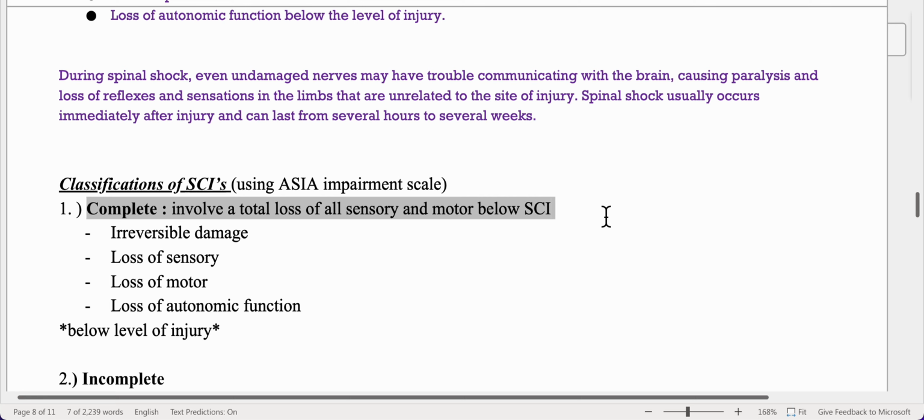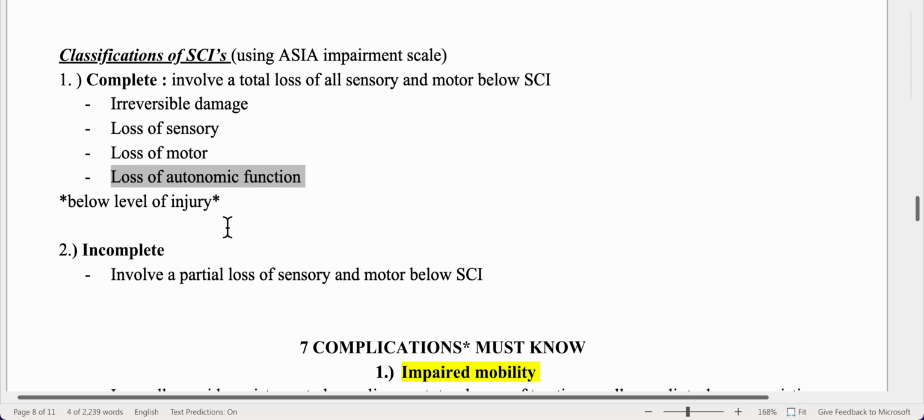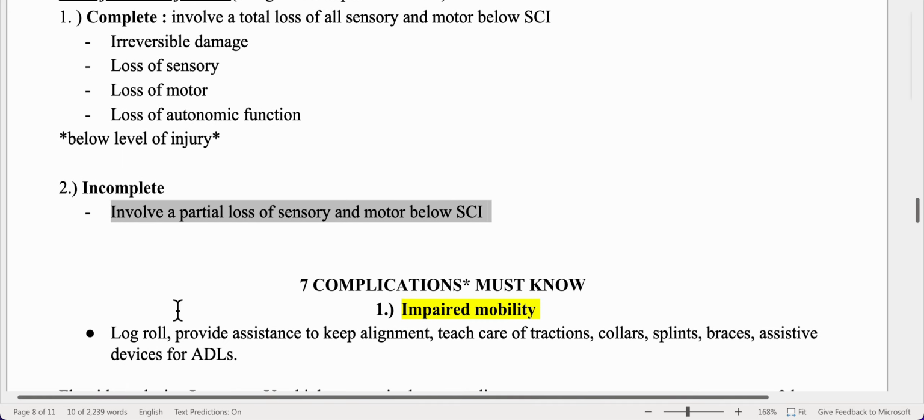Classifications of SCIs, using the ASIA Impairment Scale. Complete involves a total loss of all sensory and motor function below the SCI. Irreversible damage, loss of sensory, loss of motor, loss of autonomic function below level of injury. Incomplete involves a partial loss of sensory and motor function below the SCI.